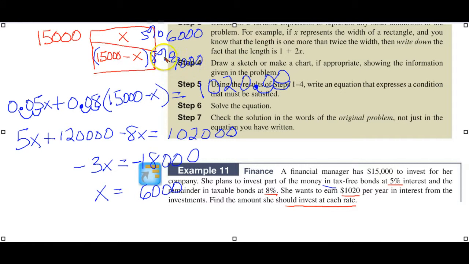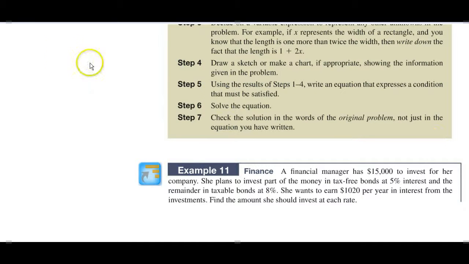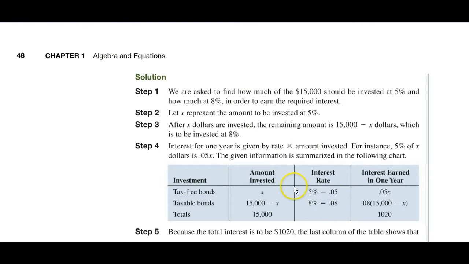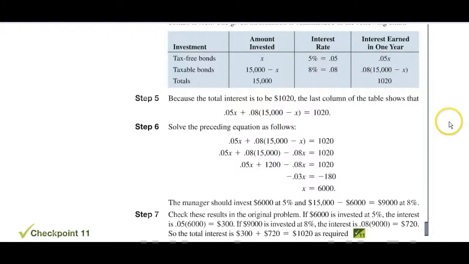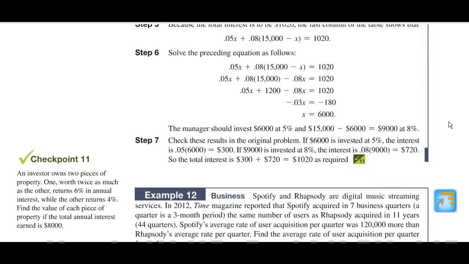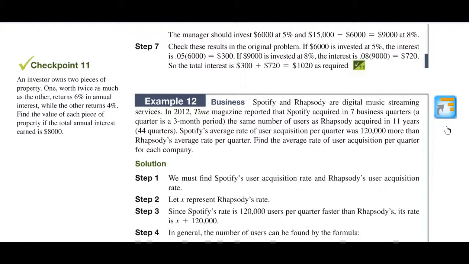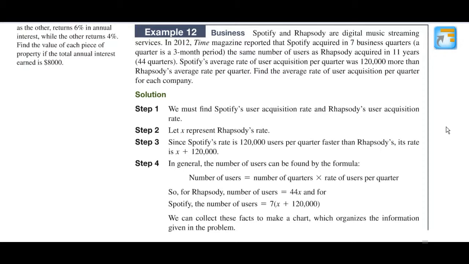And again, in your homework log, you're making this neat so that you can follow it as you do your examples. And here they lay it out for you, which is what I did. And there are your answers. Okay? All right, now we're going on to example 12.